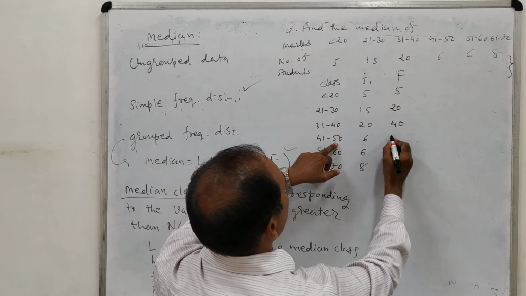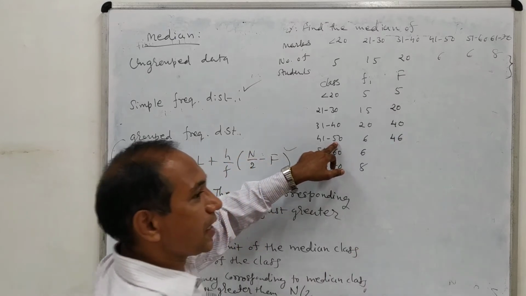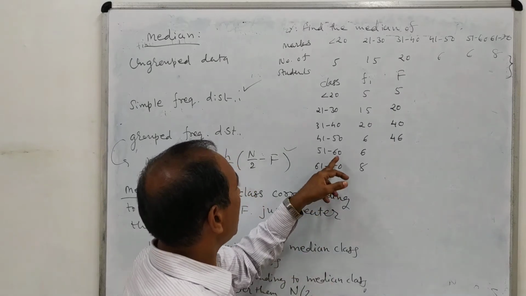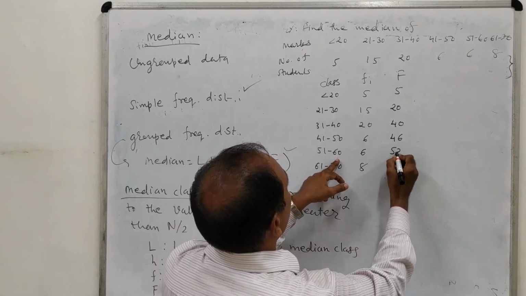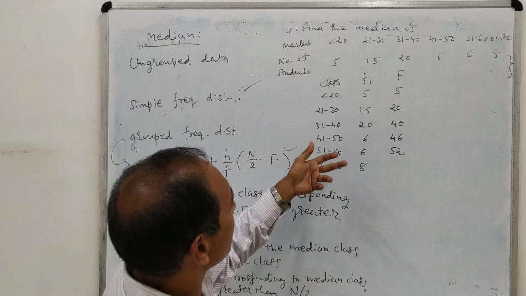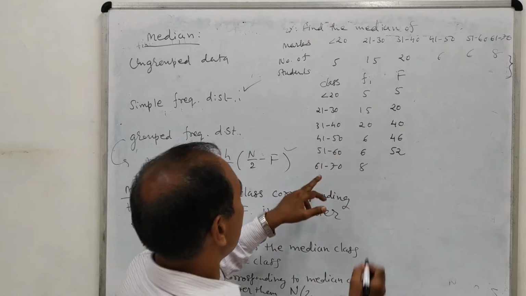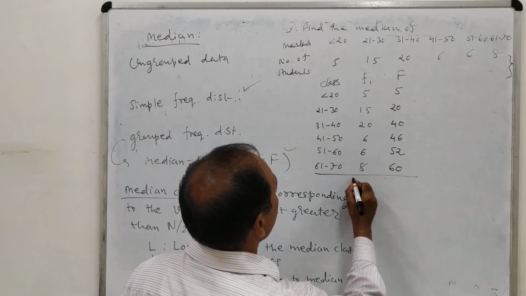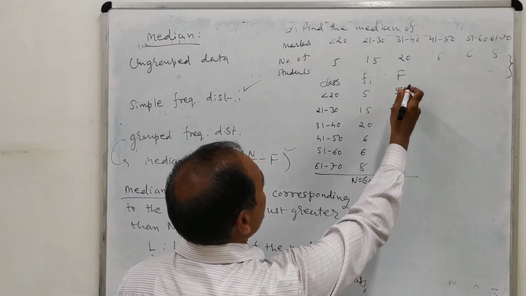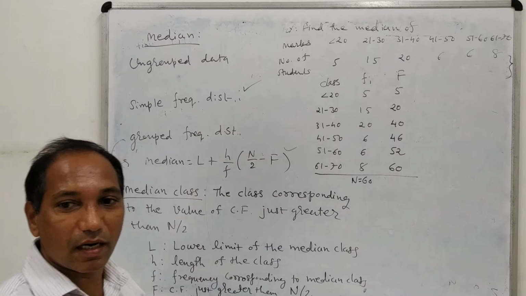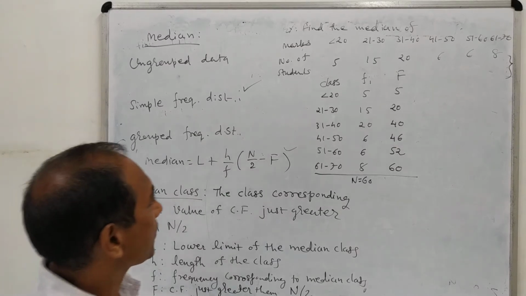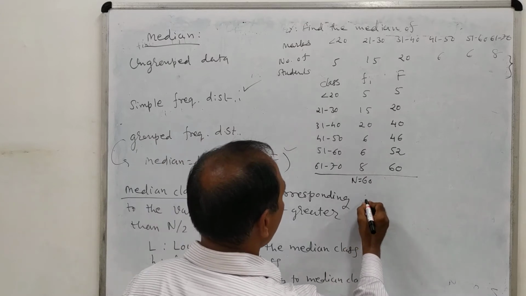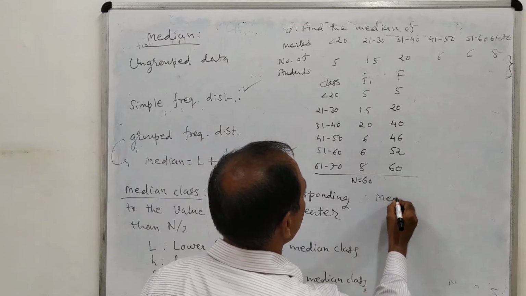Here 40 plus 6 means 46. That means the number of students getting less than 50 marks. Here 46 plus 6 means 52. That means the number of students getting less than 60 marks is 52. And 52 plus 8 is 60. So here you can see that capital N equal to 60. So automatically the total has been calculated over here. So now, first of all, we will find the median class.